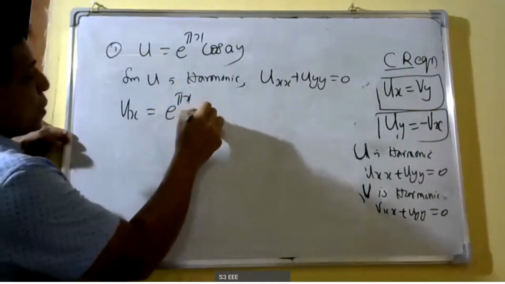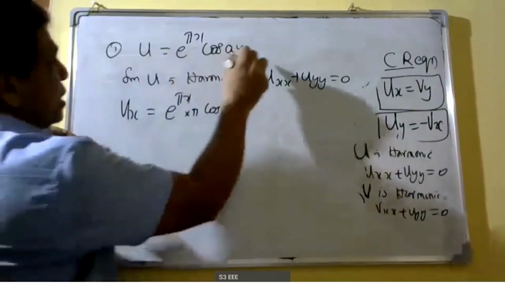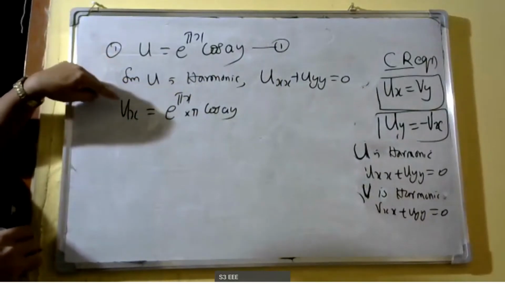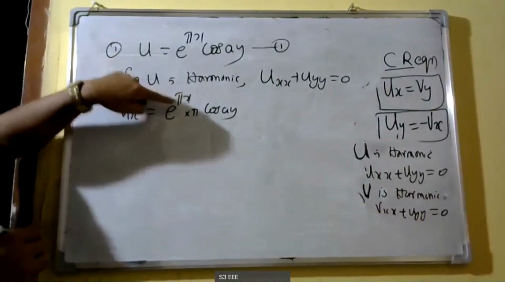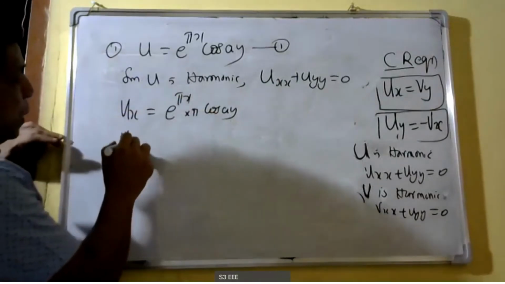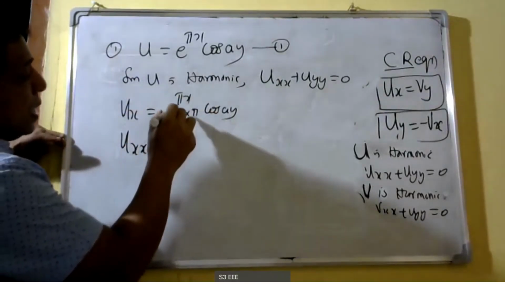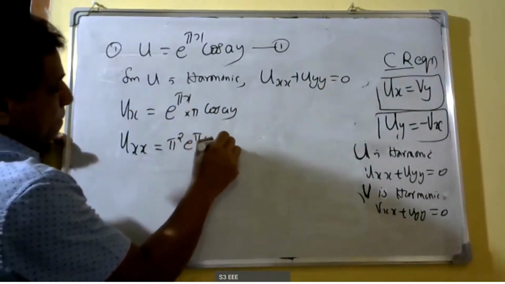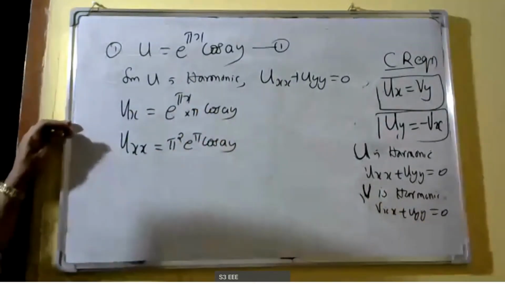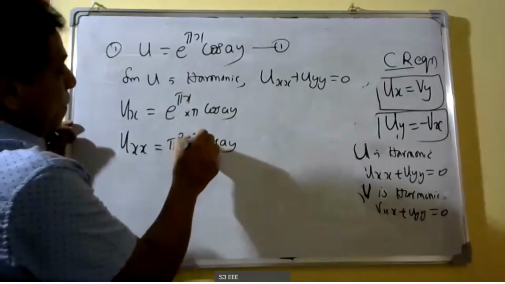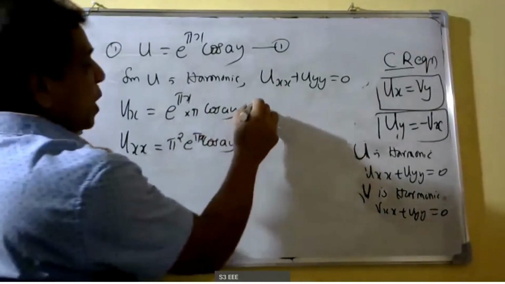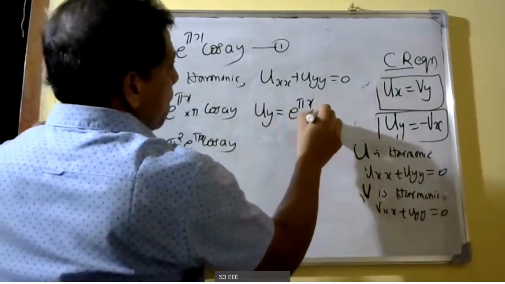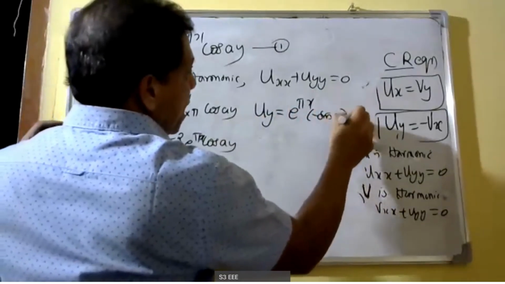U is equal to e raised to pi x cos ay. When we partially differentiate with respect to x, ux is equal to e raised to pi x into pi into cos ay. Similarly, uxx is pi square e raised to pi x cos ay. Similarly, uy is e raised to pi x into minus sin ay into a.